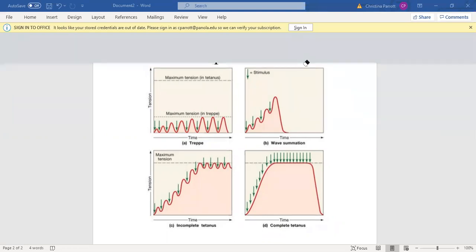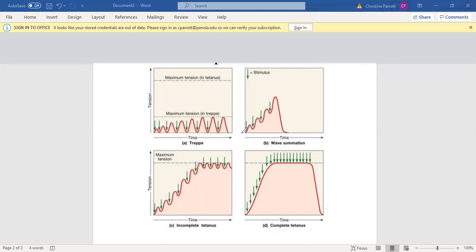Now let's talk about B here. So B is going to be our wave summation. Sorry about that. I'm having problems with my pen today. Okay. So in wave summation, if you think about when you did addition in mathematics, 1 + 1 + 1 gives you the sum of 3. So you're doing a summation there, okay? You're adding them up. And that's what happens here.